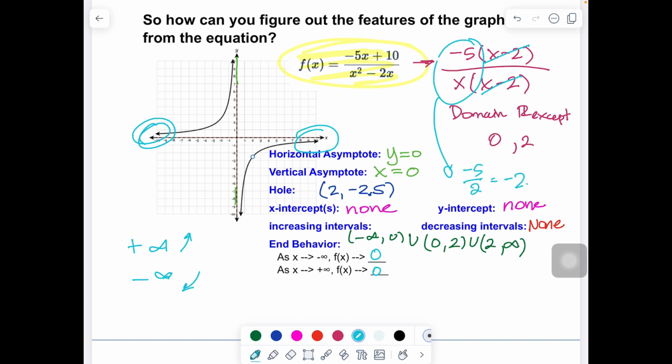Negative 5 over 2 is negative 2.5. That's where that 2.5 came from. Okay, everything else, I think we're okay on.